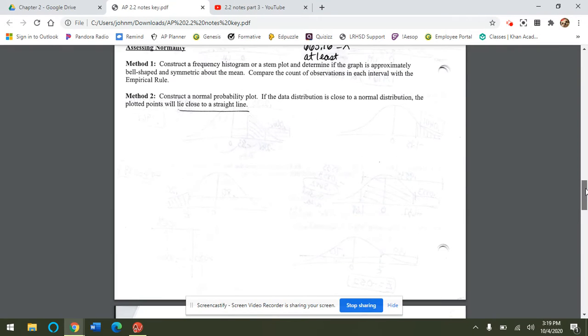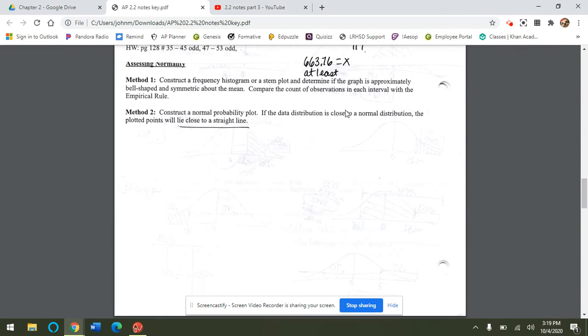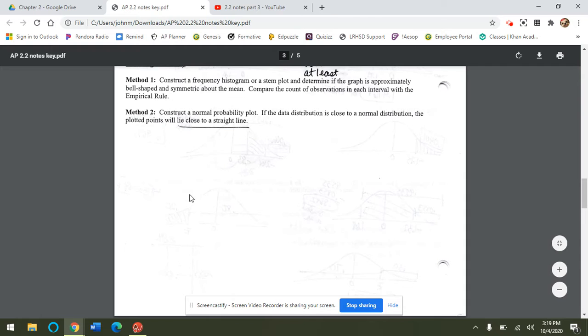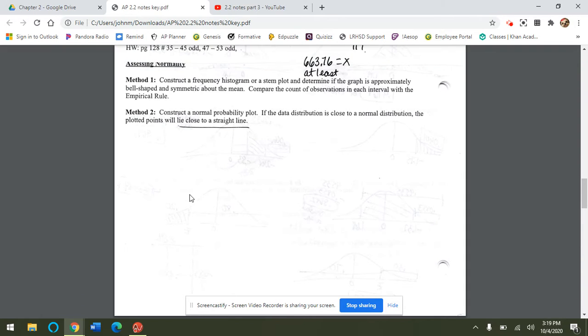Okay, today we're going to finish up chapter 2. Our objective is we want to be able to assess the normality of a distribution, which means we want to decide if we're given a data set, is that data set approximately normal or not? All right, we'll talk later about what it could be if it's not. Today we're just saying, is it normal or is it not normal?